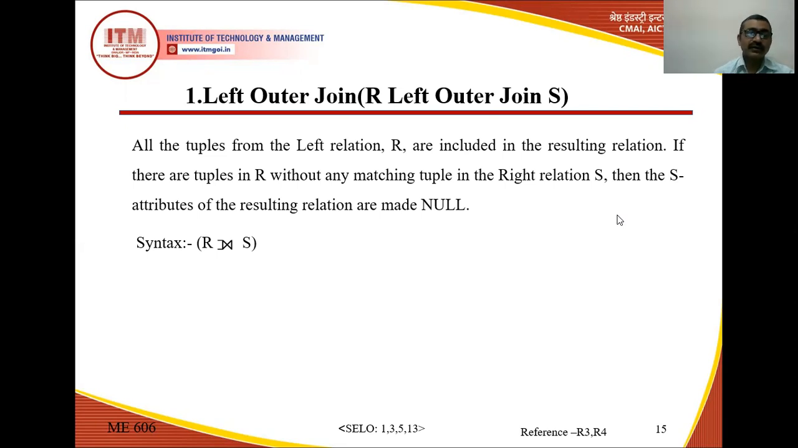So what is the condition of the left outer join? So left outer join, what is this? R left outer join S. Okay. So all the tuples from the left relation are included in the resulting relation.